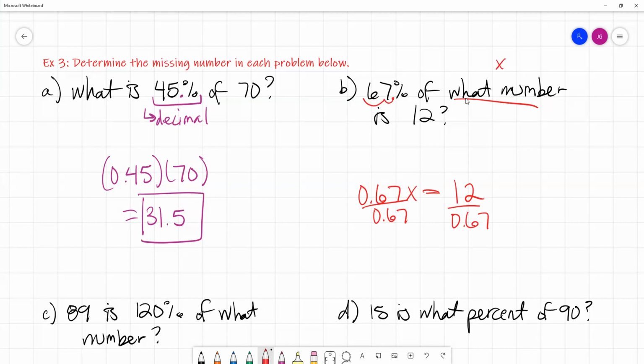12 divided by 0.67 is going to give us, I didn't put it in the instructions, but let's round to 2 decimal places here. X is about 17.91. There's a 0 after this one. That 0, since it's less than 5, will not bump that 1 up. We're going to leave it as 1. So there's our missing number. 67% of about 17.91 is 12.